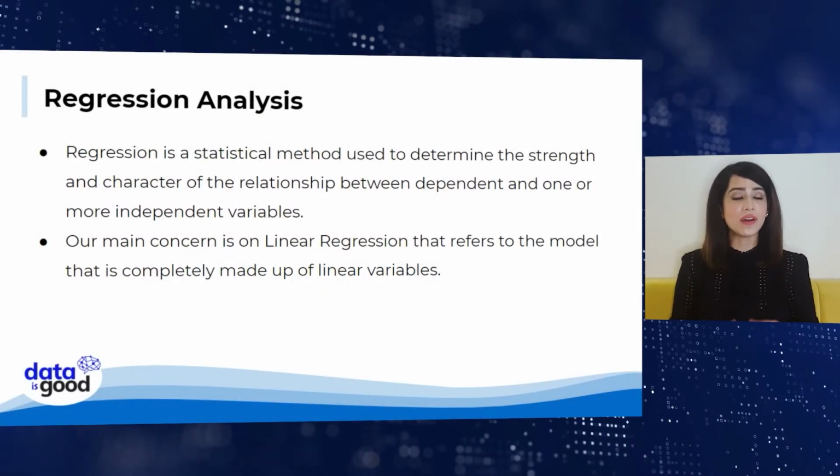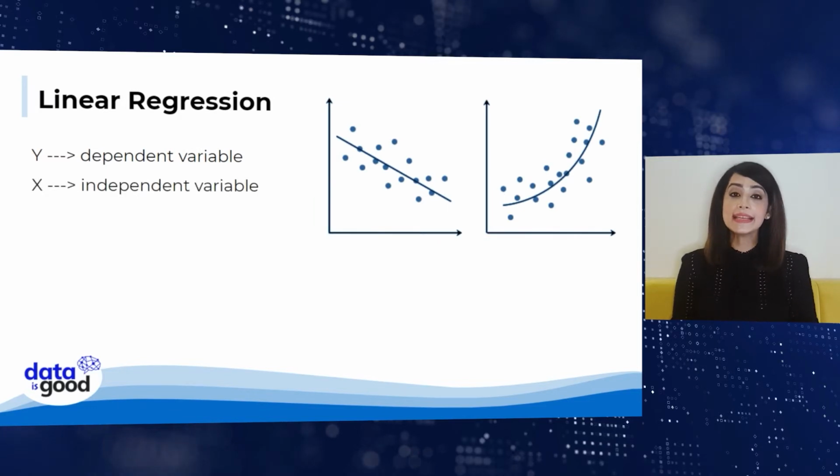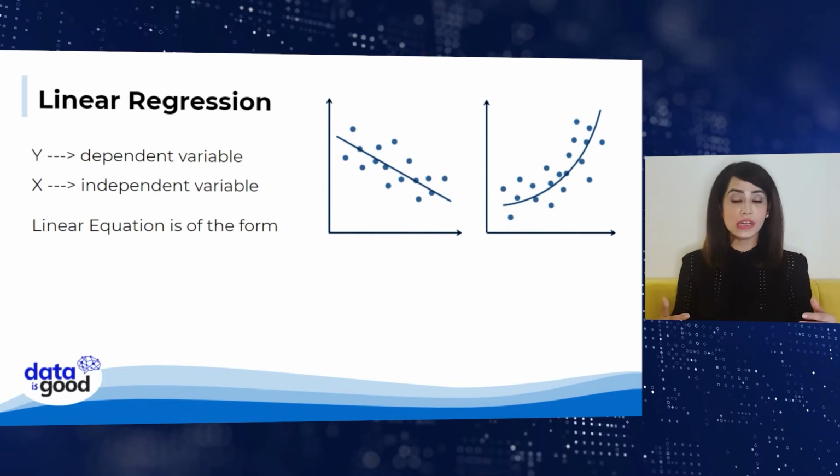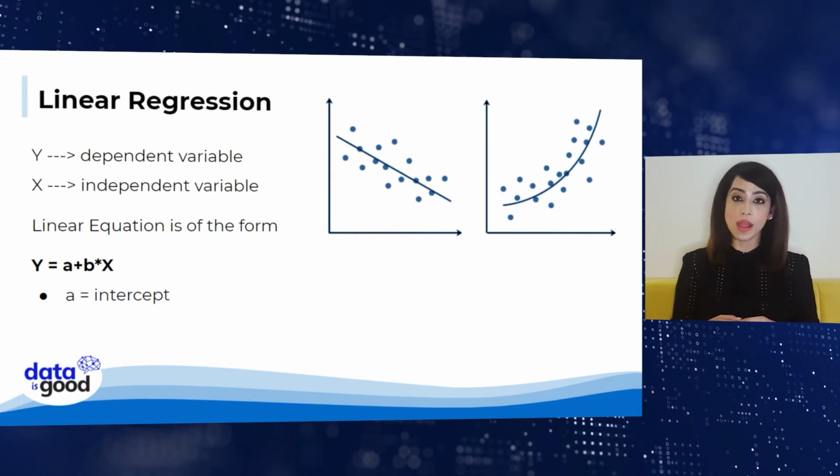Let's say we have y as a dependent variable and x as an independent variable. So the linear regression equation is of the form y = a + bx, where a is the intercept, that is the value of y when x equals 0, and b is the slope of the line.